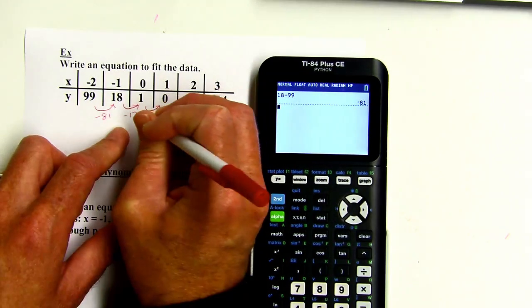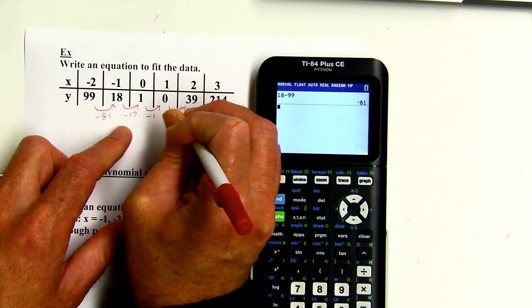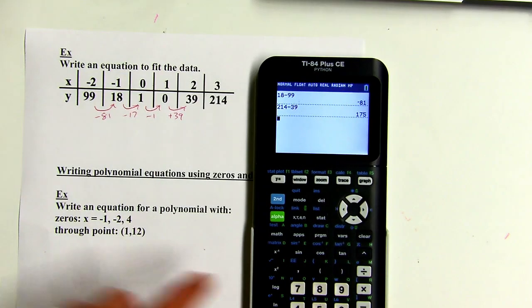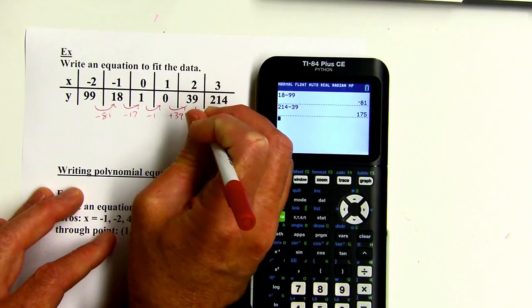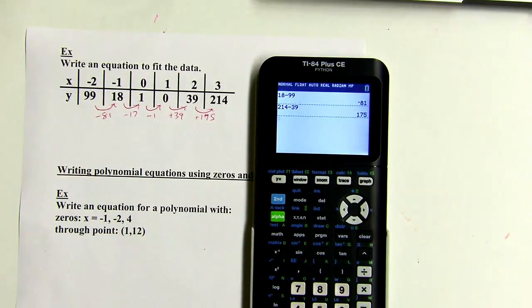I'm going to subtract 1 here. We're going to add 39. And then, let's see, 214 minus 39 gives me 175. I better use my calculator because it's early in the morning. I make mistakes early in the morning. All right, so it's not first degree, right?